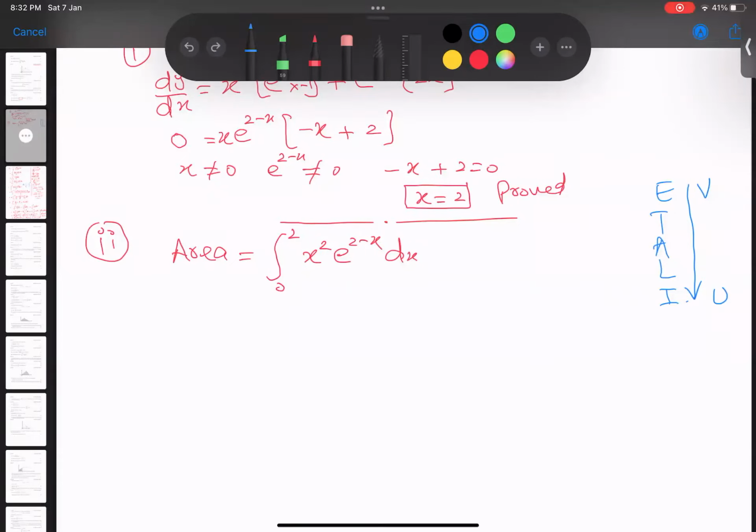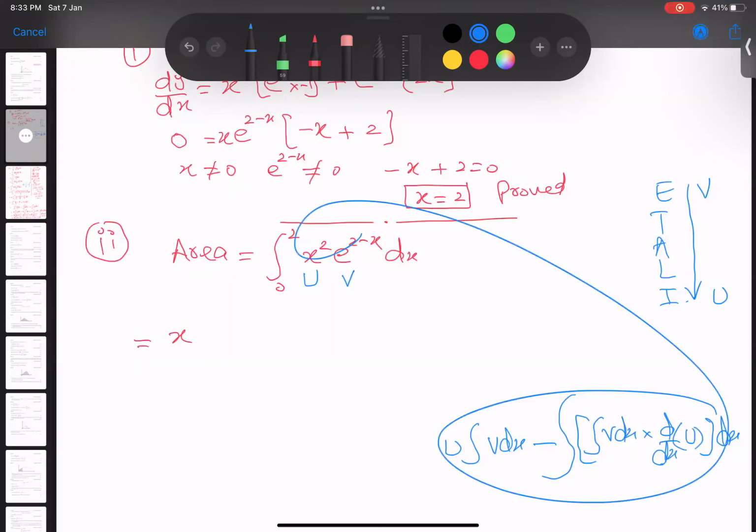Since I have an exponential on top, this is called the V function, so I'm writing V here. Algebra is below, so this is called U. And I'm going to use a formula. A lot of patience is required. The technique is: first of all, U copy, integration of V, minus the sign of integral, bracket starts, bracket ends dx, again the integration of V times the differentiation of U.